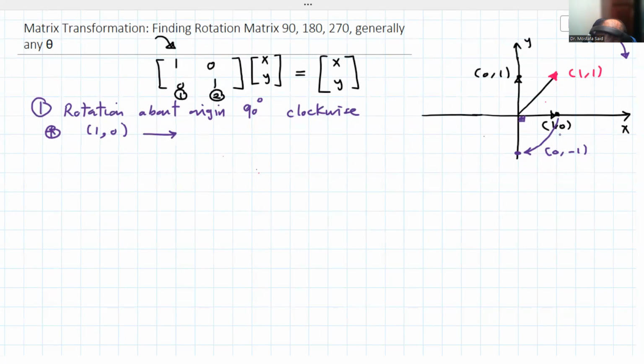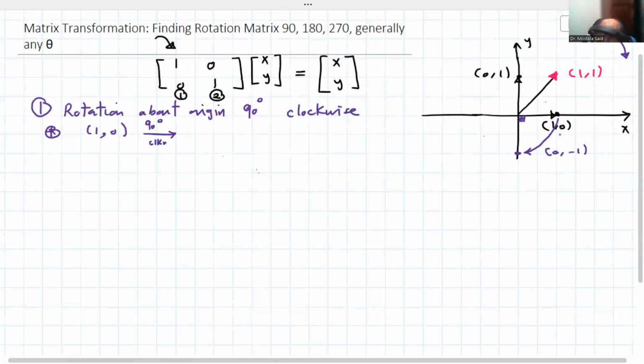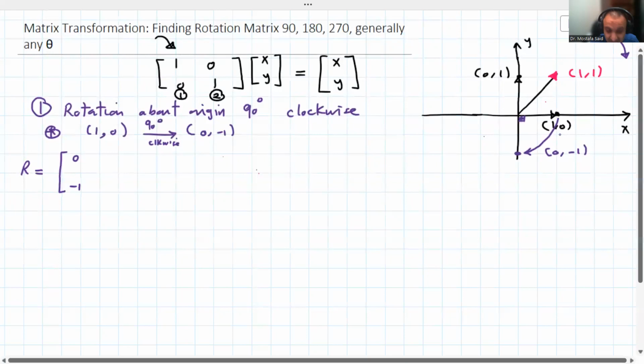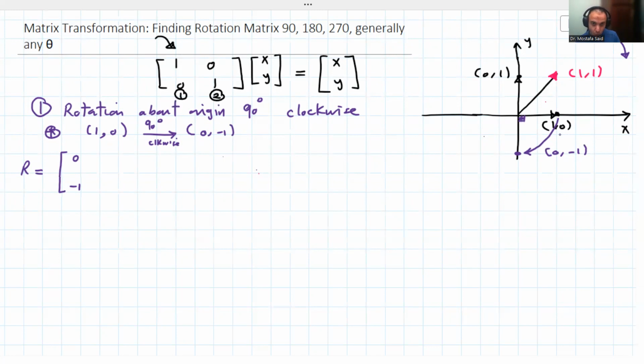So, asterisk 1: when we rotate 1, 0 by 90 degrees clockwise, it will end up at 0, minus 1 without any thinking. That's basically the rotation matrix that we need. So we're going to replace the 1, 0 with 0, minus 1, the new location of the 1, 0 when we rotate it 90 degrees clockwise. Good.